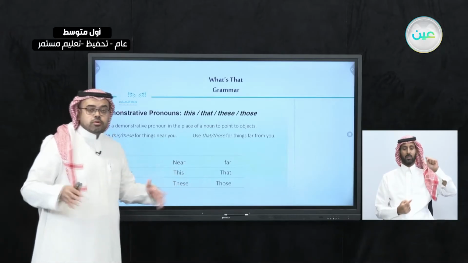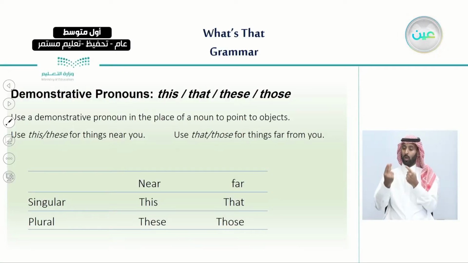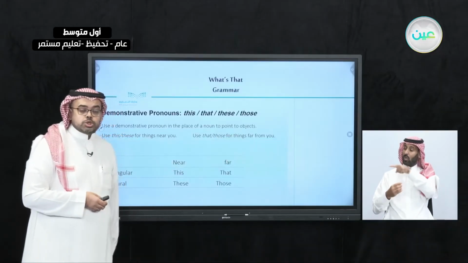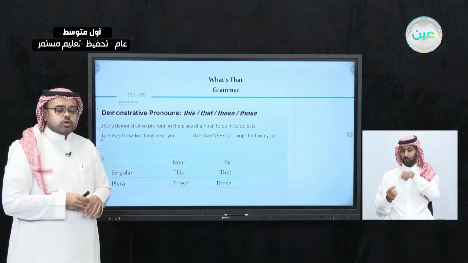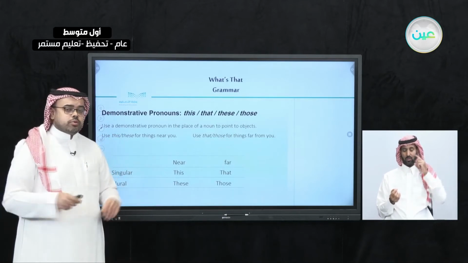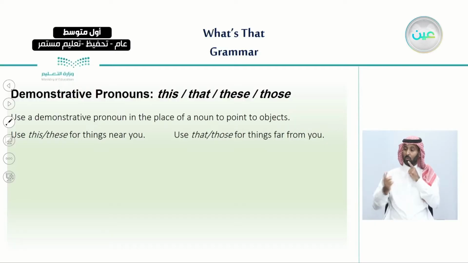As for plural, it means more than one object. If it's near, then we would say these. These are keychains, for example. And if we have more than one object and it's far, we would use those. Those are keychains. And here we're going to have some illustrations just to help you recognize the difference.